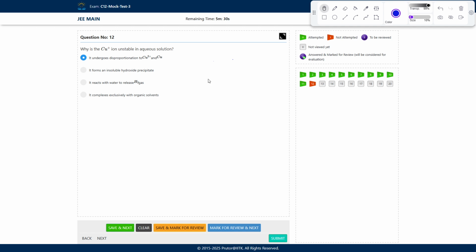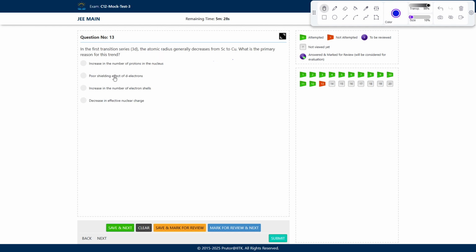Let's move to our next question. In the first transition series, that is 3D series, the atomic radius generally decreases from scandium to copper. Now, what is the primary reason behind this trend? So you have to tell that in 3D series, if you observe the general atomic radius trend, it is decreasing from scandium to copper, like from the first element to the last element in the 3D series. Now, what is the reason behind this?